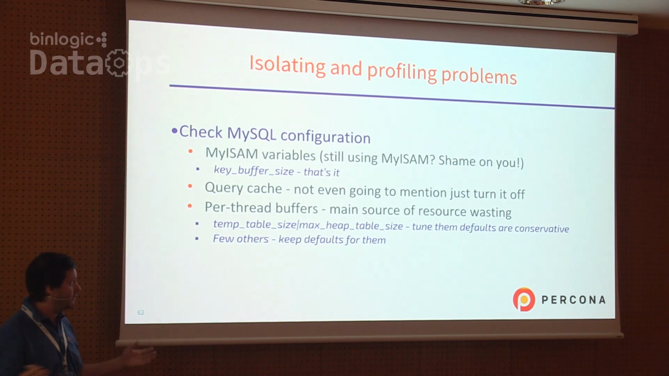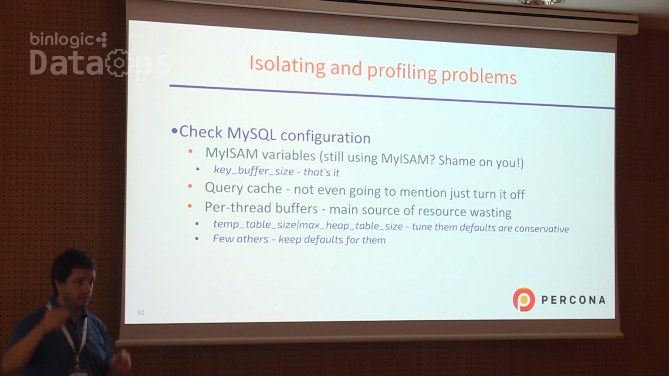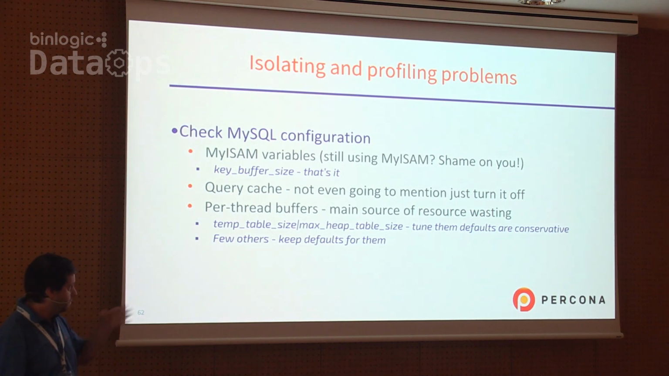So sometimes you have, I don't know, 100 connections open, and this is interesting because I'm not talking about threads running, but connections open, because every connection will allocate the buffer, and even after the query is done, the buffers will remain allocated. So 100 connections open will allocate a lot of memory. The others, just keep the default. They work for most of the cases.